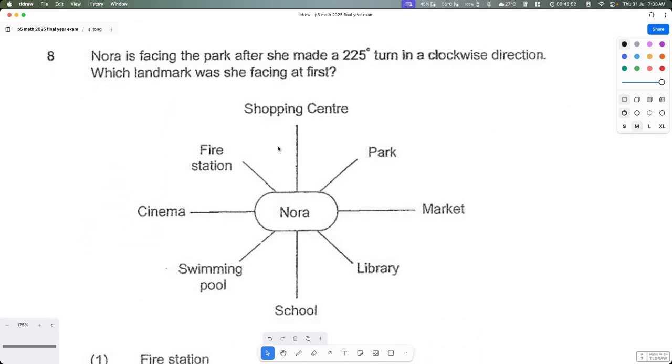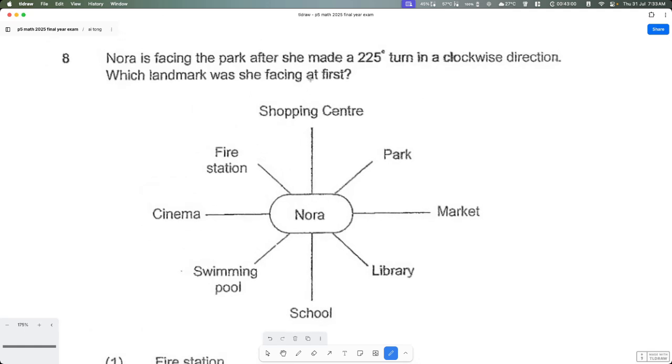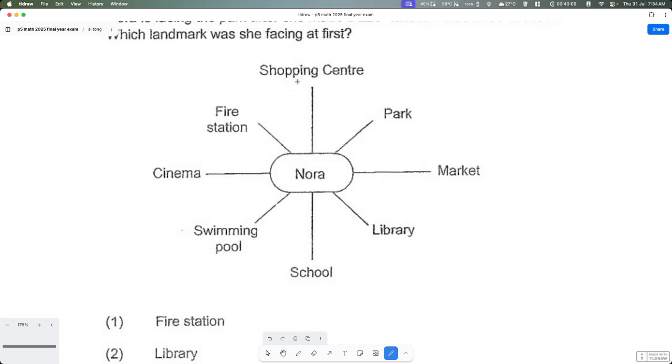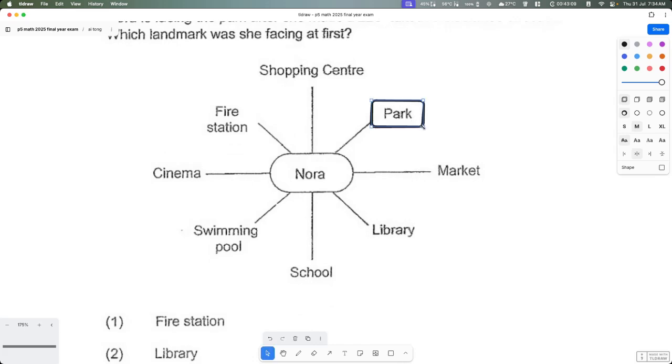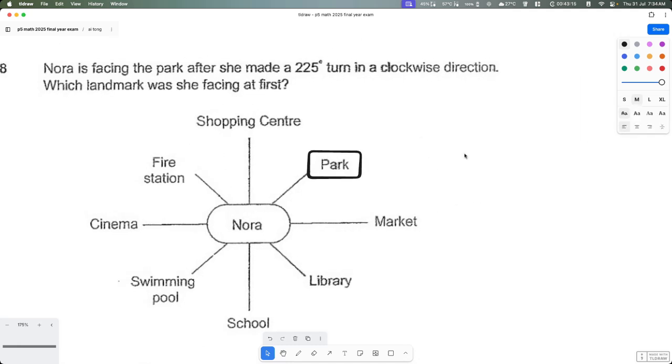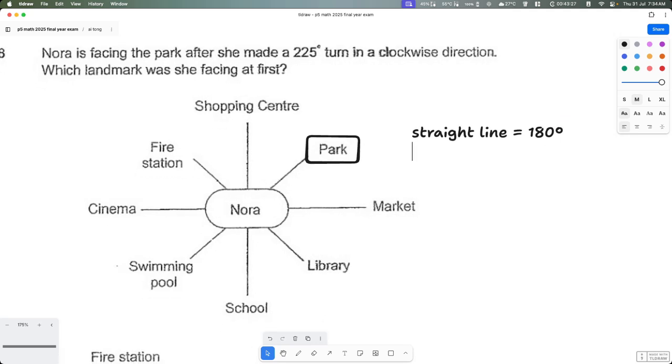Question number 8. Nora is facing the park after she made a 225 degree turn in a clockwise direction. Which landmark was she facing at first? 225. So she was facing the park, so she was here. What is 225? Basically, in this case, a straight line is equal to 180 degrees, and then a right angle is equal to 90 degrees as well.